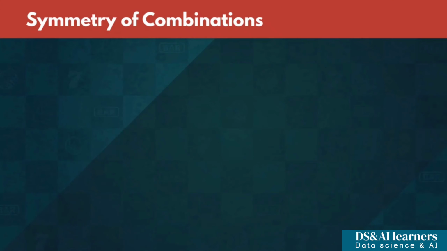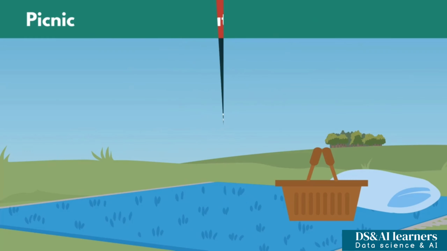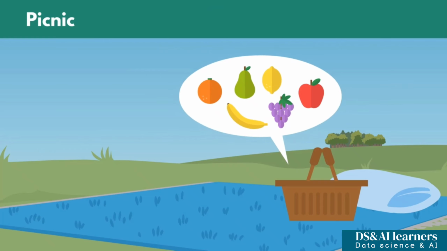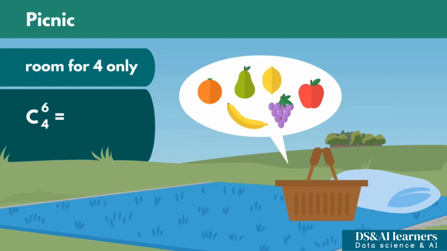Hello again. This is going to be a short lecture where we focus on the symmetry of combinations. Unlike permutations and variations, picking more elements can lead to having fewer combinations. Imagine you are going on a picnic and have 6 pieces of fruit you want to take with you. However, your basket only has room for 4 of them. Using the combinations formula, we are going to have 15 possible choices.